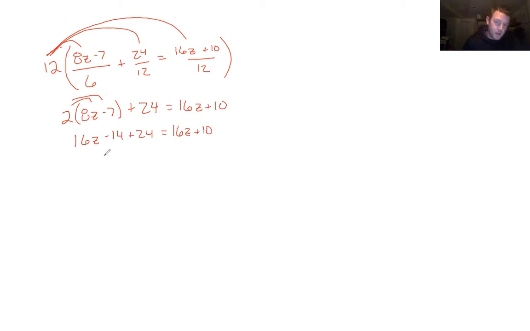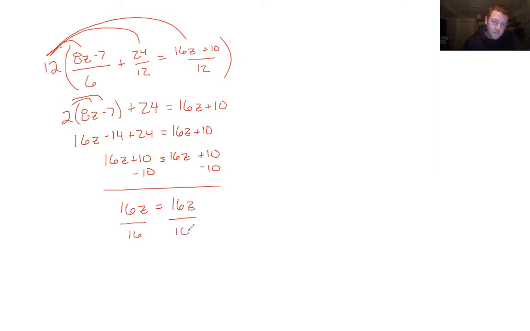Okay, simplify. 16z, negative 14 plus 24 is 10, is equal to 16z plus 10. Well, see how it's the exact same on the left as on the right. So I could keep going. I could minus 10, and I'm going to get 16z is equal to 16z. I could, again, divide by 16, and I get z is equal to z.